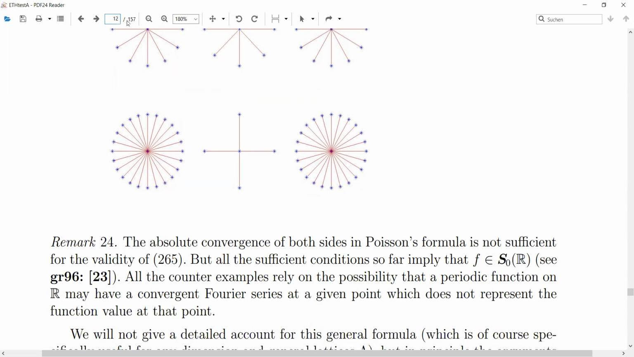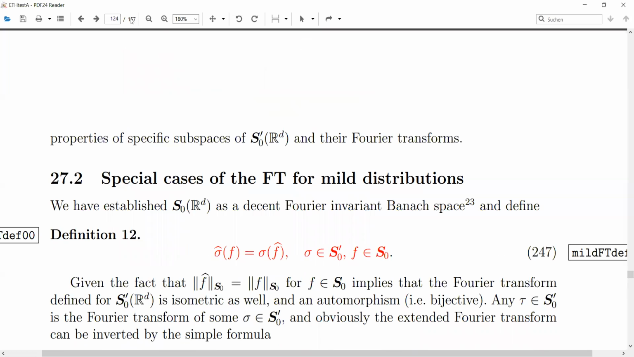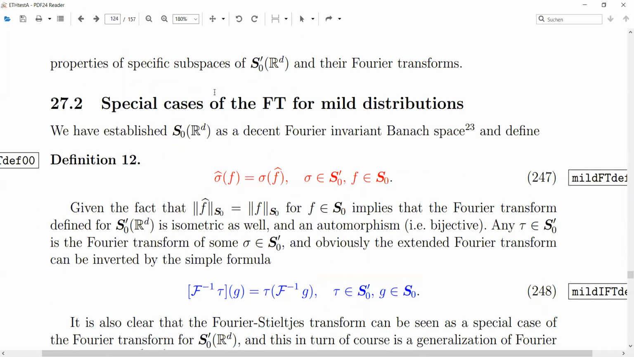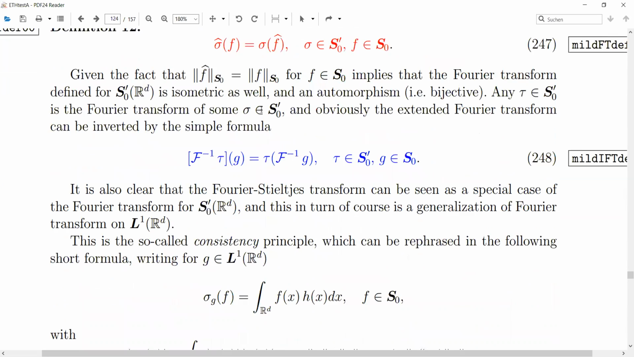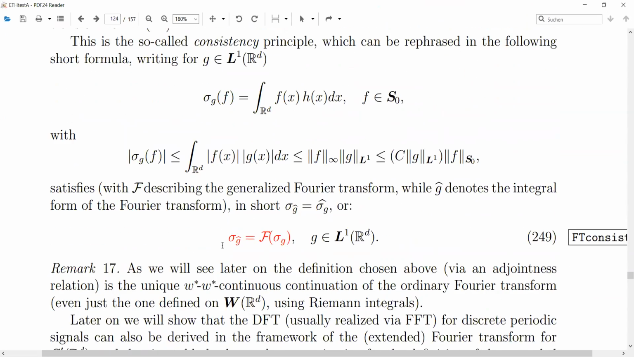Now, for the rest, today I would like to talk a lot about the generalized or extended Fourier transform. I jump back in the script to page 124 and recall to you that this is a very simple trick to define the Fourier transform for elements in S0 prime. And we have already mentioned that it's consistent with the ordinary definition. So if you're giving me an ordinary L1 function, turn it into a measure, and I take the Fourier transform, you get the same thing as taking the Fourier transform in the integral sense of this.